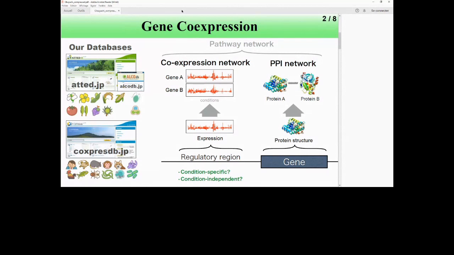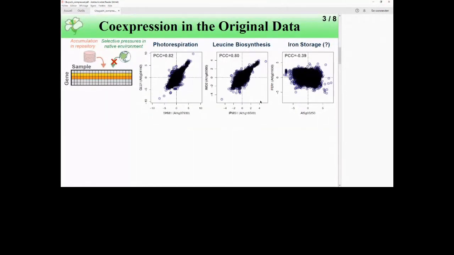Okay, I'm sorry. This is an actual example of gene co-expression. There are three gene co-expression examples here, each showing one gene against another gene. In the first and second cases, this is positive gene co-expression, which means these two genes probably function together. In the first case, both the x-axis gene and the y-axis gene function in photorespiration.